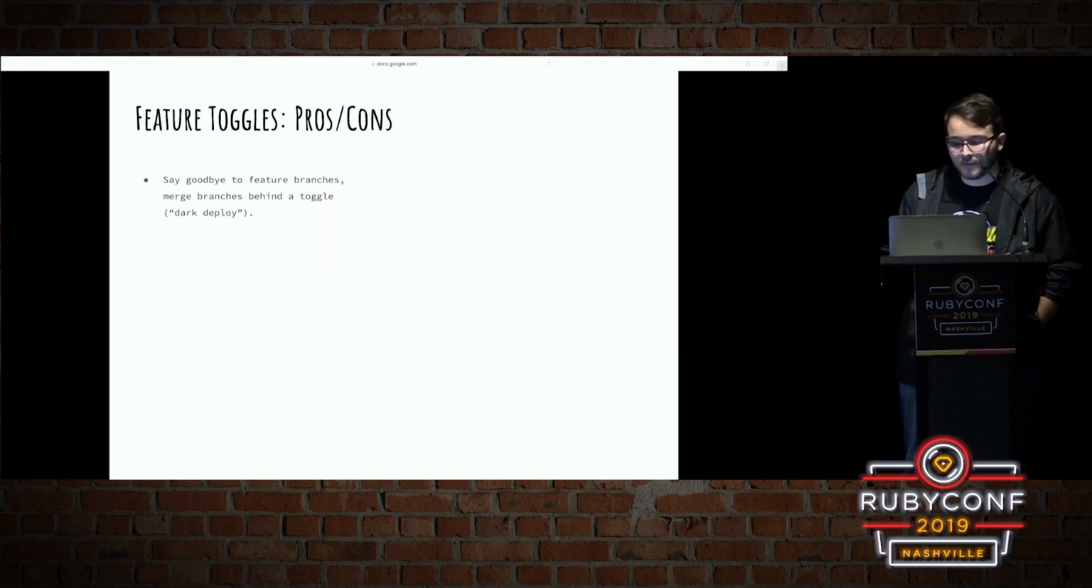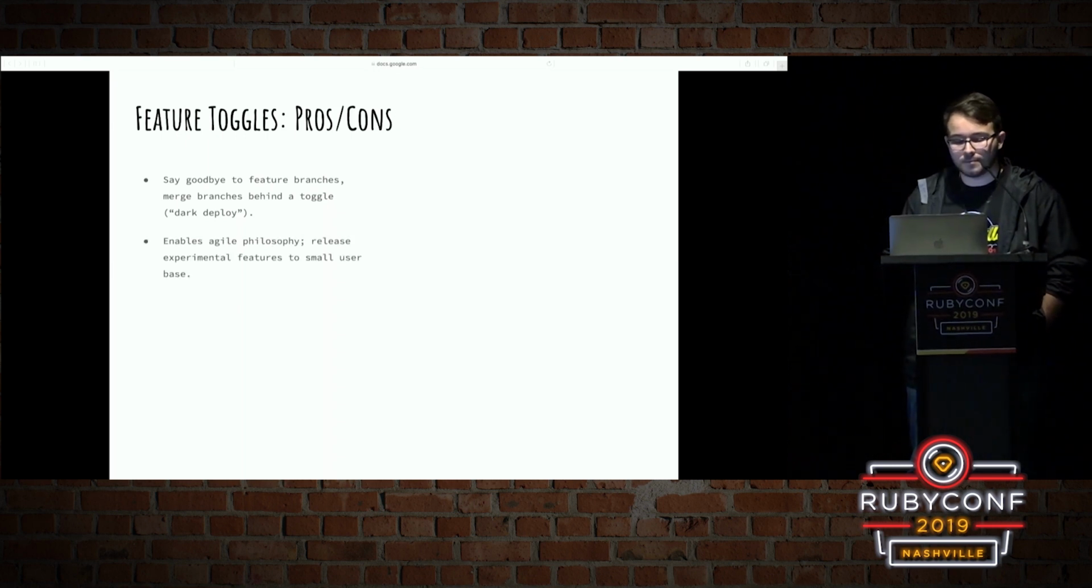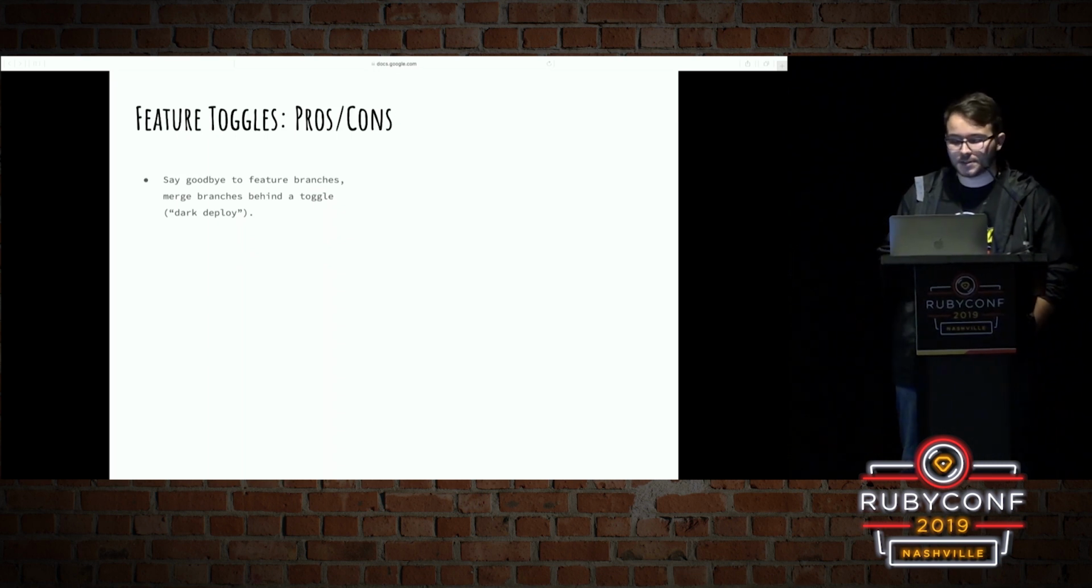So a few of the pros and cons of using feature toggles. One benefit is you can pretty much say goodbye to feature branches. You can merge branches behind a feature toggle or a feature flag. It's also called dark deploying. So if you have some feature that a team is working on, you can build the shell of that feature, deploy it to production, and iterate on it in production.